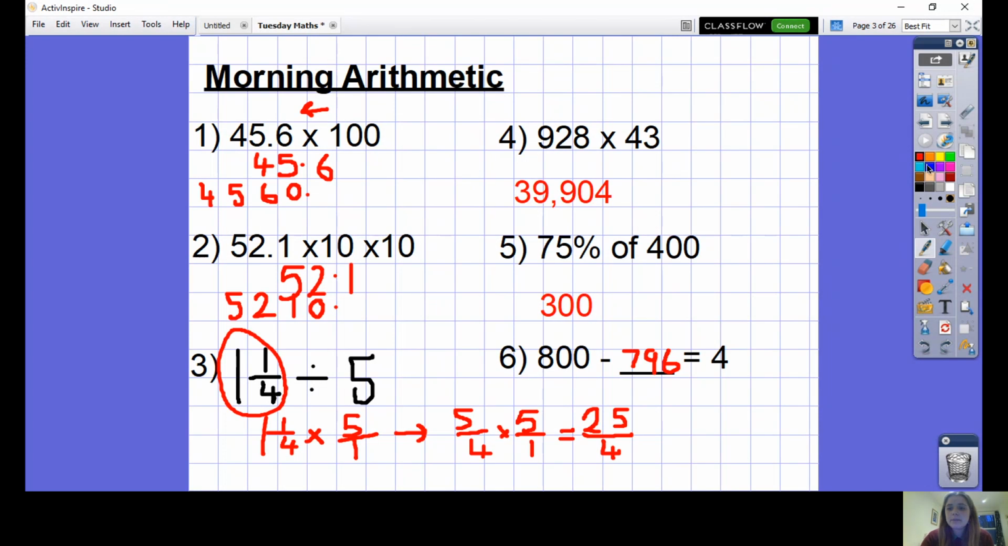Okay, question 1, we're timesing by 100. Our answer will be 4,560. When you times by 10 and then times by 10 again, that's the same as timesing by 100, so you'd have 5,210.